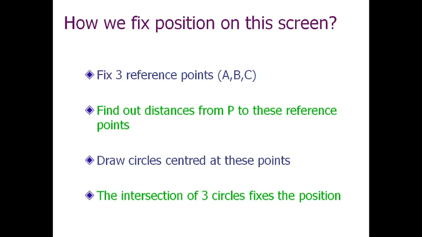So this is the scenario. To fix position on the screen, you have to fix three reference points, say A, B and C, and find out distances from P to these reference points. Draw circles centered at these points. The intersection of three circles fixes the position.